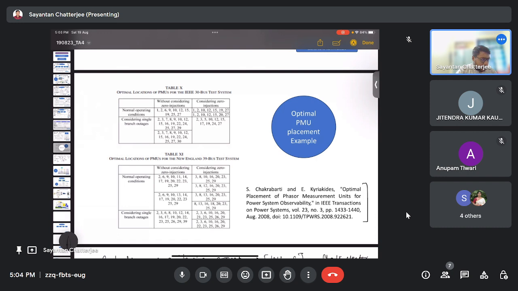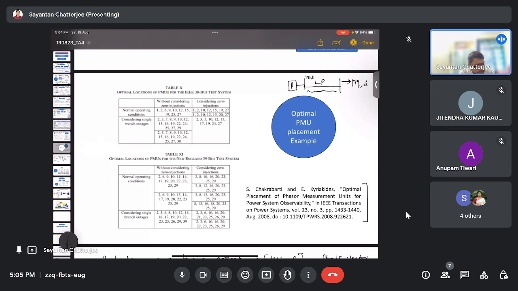optimal PMU placement would aid in making the system observable. If we have a PMU placed at this bus, and we know the line parameters, then we know the voltage magnitude and phase angle at this bus. Using that voltage magnitude and phase angle, we can find out the voltage magnitude and phase angle of this bus, given that we know the line parameters.